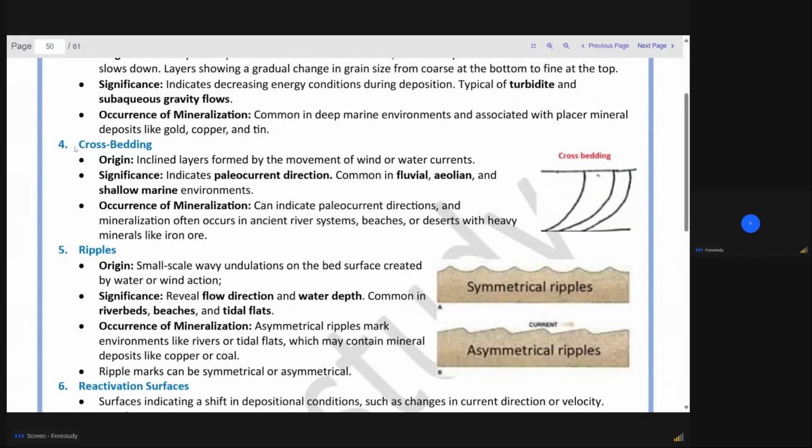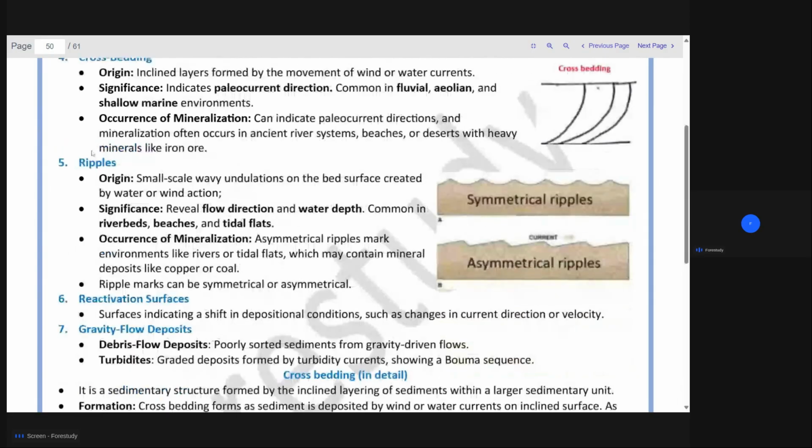Okay. So cross bedding: origin is inclined layers formed by the movement of wind or water currents. The significance is that it indicates paleocurrent direction. We know this is cross bedding. The slope of the cross beds defines the paleocurrent direction. It is common in fluvial, aeolian, and shallow marine environments. Mineralization often occurs in ancient river systems, beaches, or deserts with heavy minerals like iron ore.